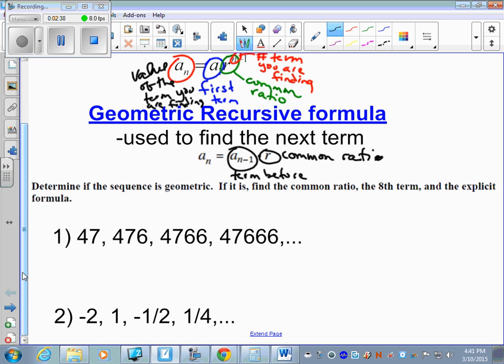Determine if the sequence is geometric. If not, find the common ratio, eighth term, and the explicit formula. To find if it's geometric, it's very similar to arithmetic, except now we take the second term, 476, and divide by the first term. If you do the third term and divide by the second term, you get the same number. If both of these match, it's geometric.